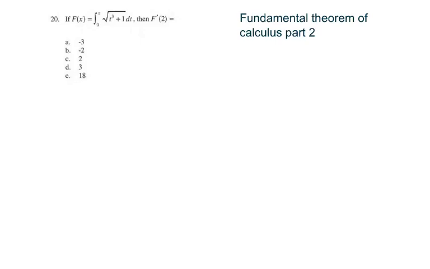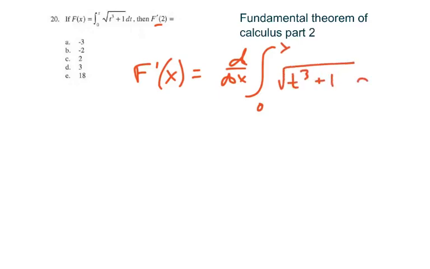This is another example of the fundamental theorem of calculus, part 2. I'm given that f of x is equal to an antiderivative statement, but then I'm asked to evaluate f prime of x. So if I want to find f prime of x, that means I'm taking the derivative of the antiderivative.